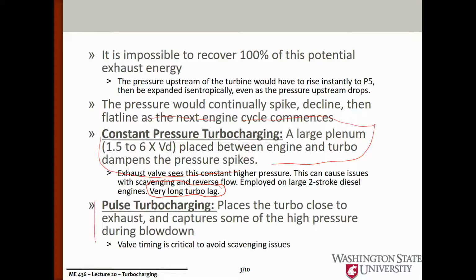So what cars typically use is something known as pulse turbocharging. They're not quite as efficient, but they can be more compact and still capture a significant portion of the high pressure energy from blowdown. The drawback is with valve timing. You really have to have the valve timing correct to avoid scavenging issues. So that's what I'll talk about on the next slide.